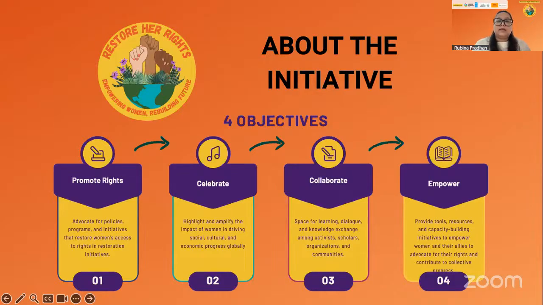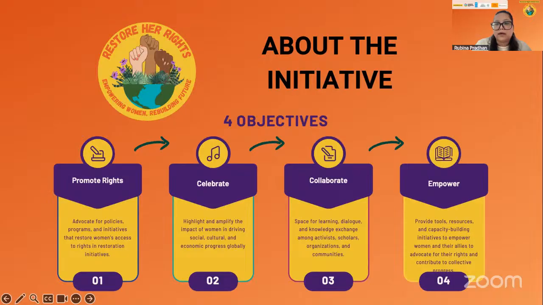This is, of course, guided by four objectives. One is to promote rights, to advocate for more inclusive policies and programs and initiatives that help restore access to land tenures and land rights, and access in various restoration and conservation initiatives. It's also to celebrate the work that has been done on the ground, because a lot of the time it doesn't reach a larger audience. So how can we highlight and amplify their voices to drive more social, cultural, and economic progress?